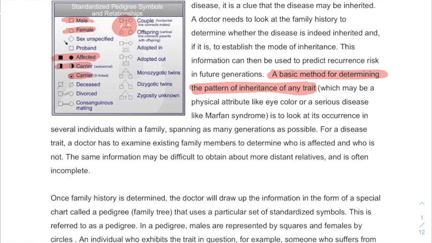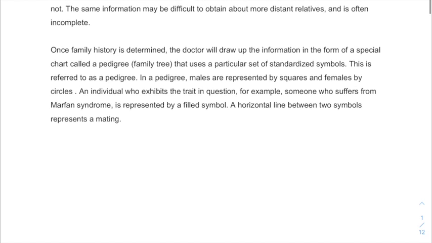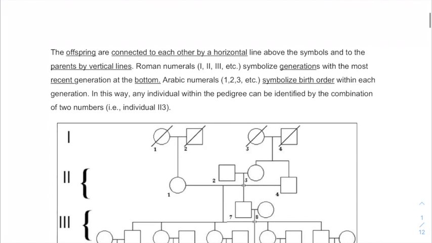We see the coupling and offspring. Couples have a line connecting them horizontally, and offspring have a vertical line that comes down from between a couple, if they are direct parents. If they're adopted, then dotted lines will come in, but those are not connected by a solid line because we are looking for genetic carriers. We can see some other more rare examples here as well. The offspring are connected to each other by a horizontal line above the symbols, and to the parents by vertical lines. So these are the most important aspects.